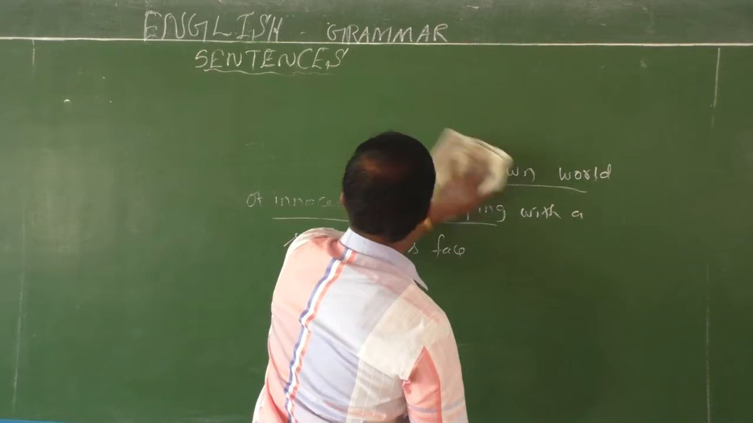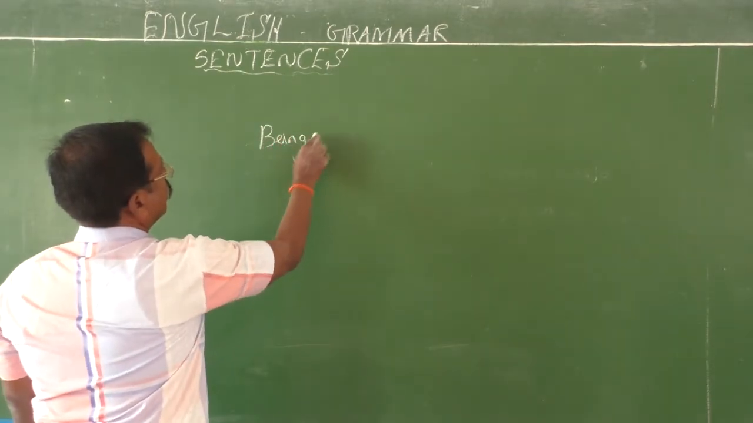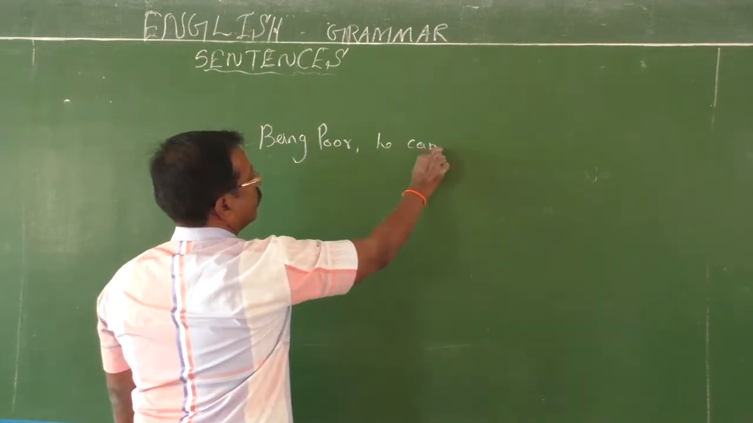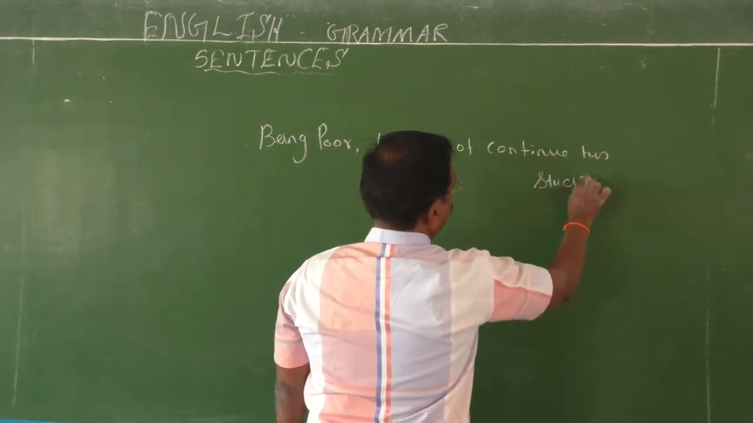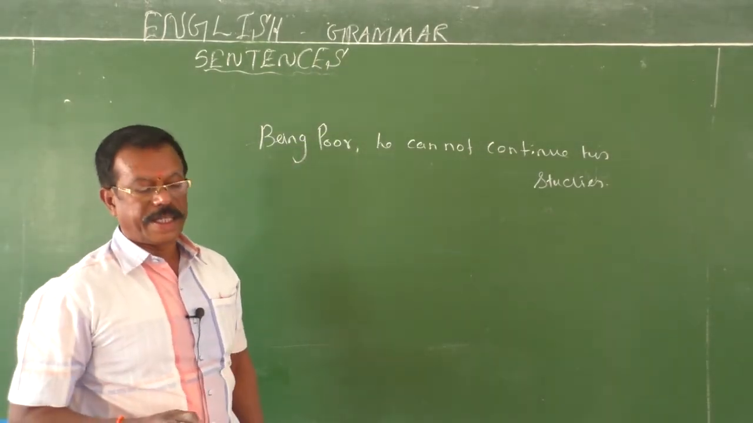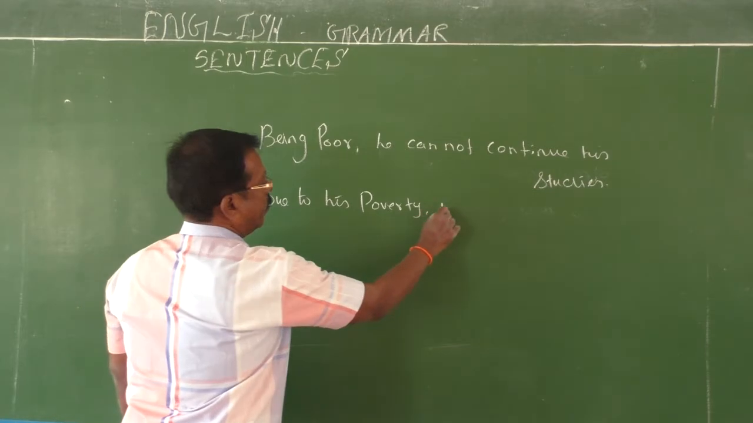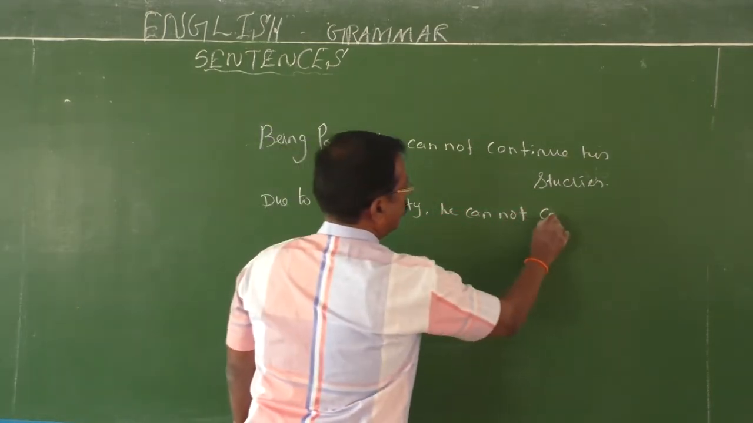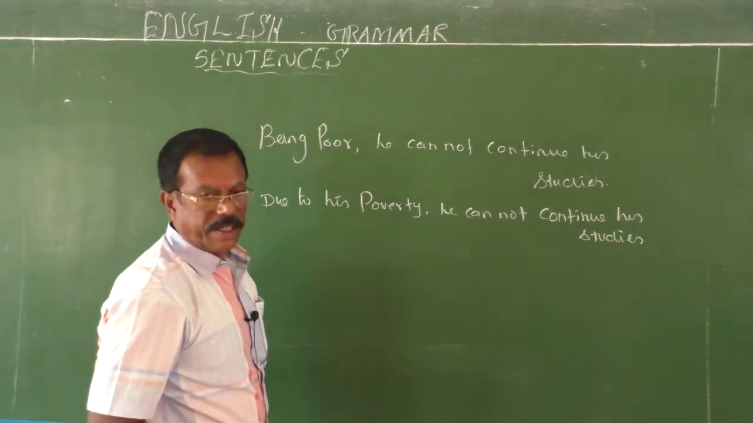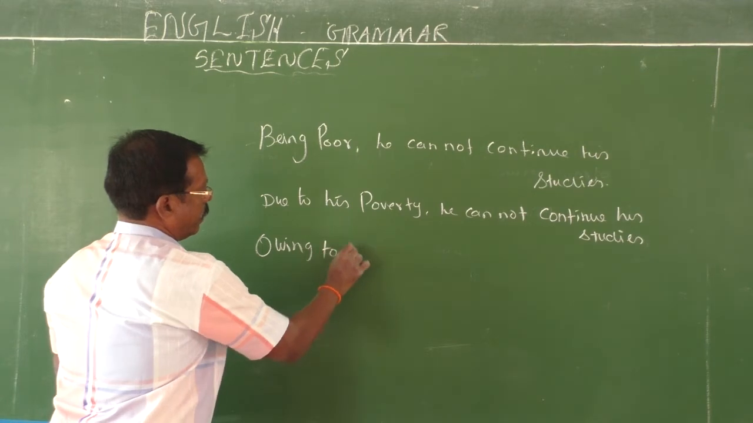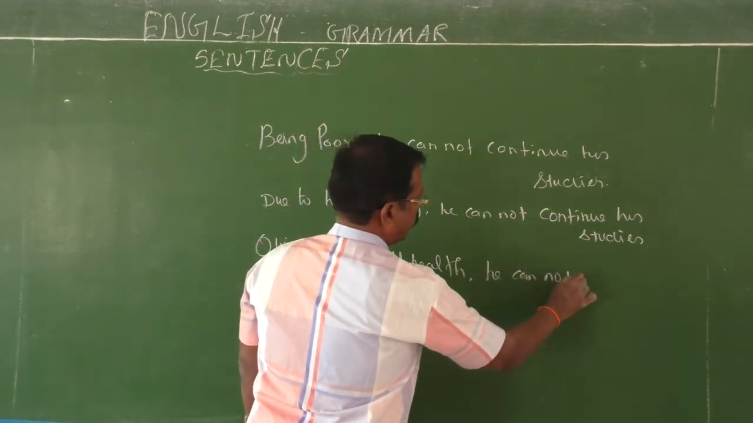Being poor, he cannot continue his studies. This is an example of a simple sentence. Being poor, he cannot continue his studies. Due to his poverty, he cannot continue his studies. Owing to his ill health, he cannot attend the meet.